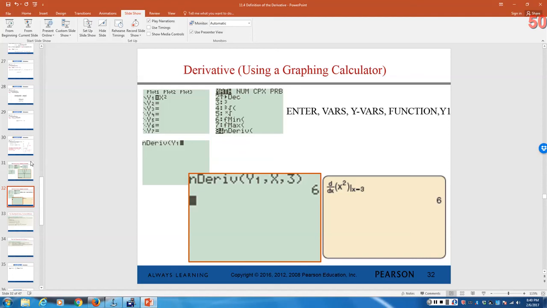The function, comma, x, and the x value was negative 1. And that's what you need for your last entry also. So the difference in yours and hers is that you put in the function, the x, the number. She has to put in the x, the function, the number.